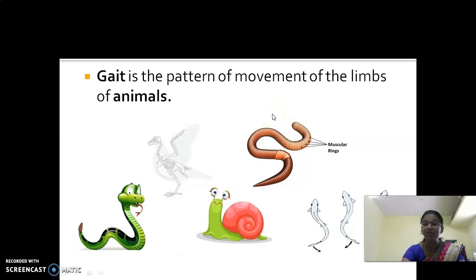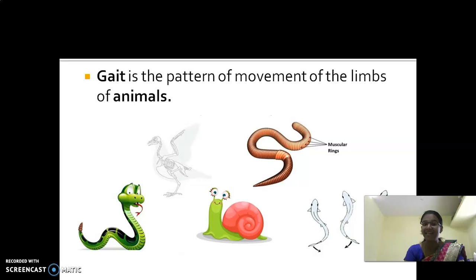So here we are going to study the gait of animals, the different gait patterns. First we are going to study the earthworm, and then the snail. The third is the cockroach, then birds and fishes. These are all the categories we are going to study. How do they move? What is the process involved? These are the topics we are going to see today.